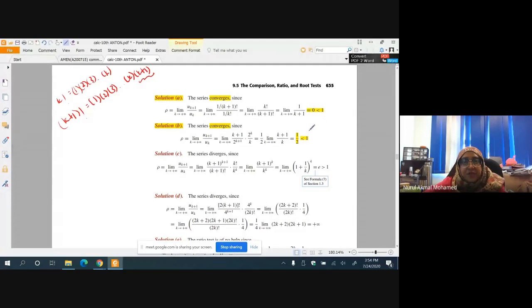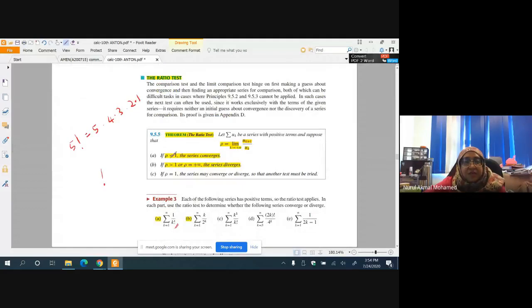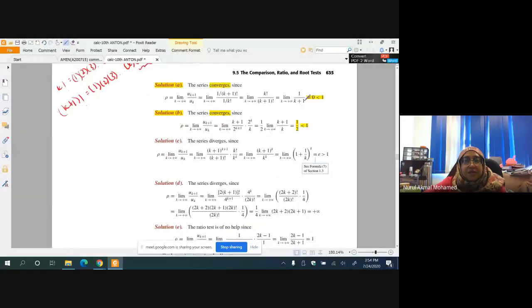And this 0 is less than 1. From this, if rho is less than 1, then the series converges. So the series converges because rho is equal to 0. Okay, for the next one, what is your rho?